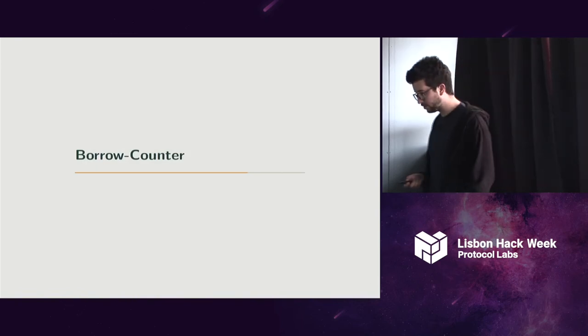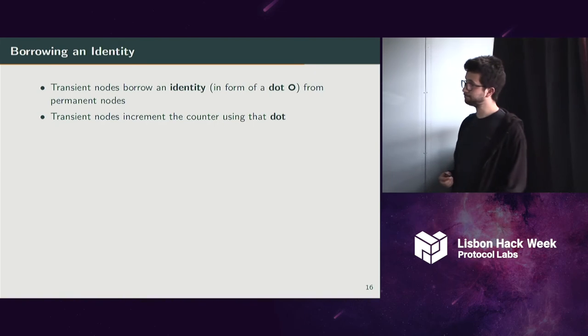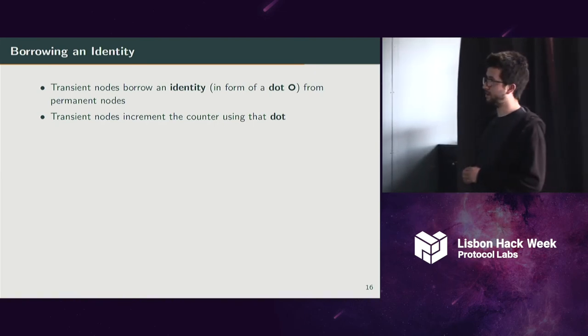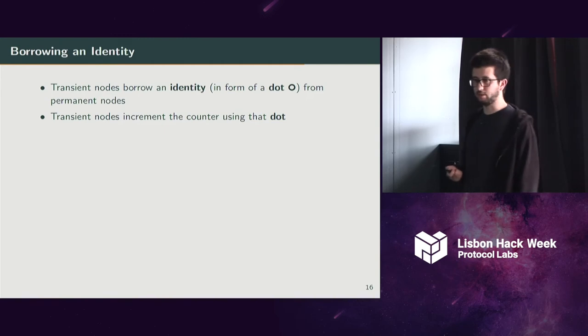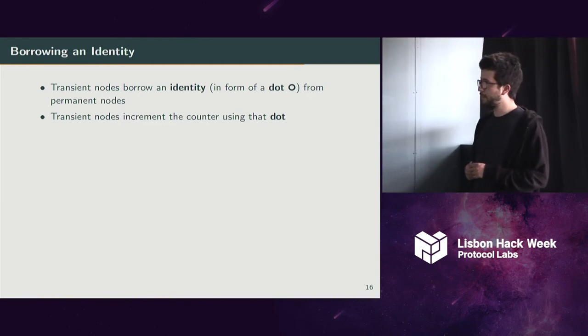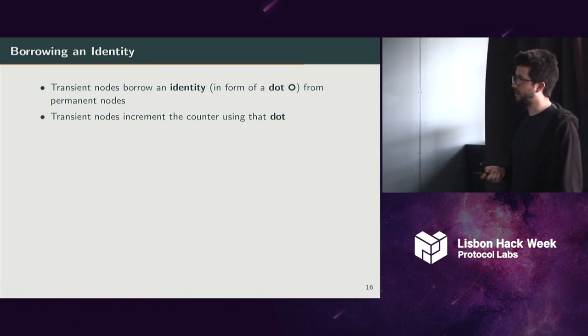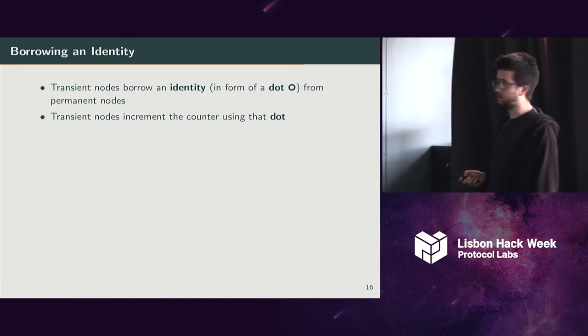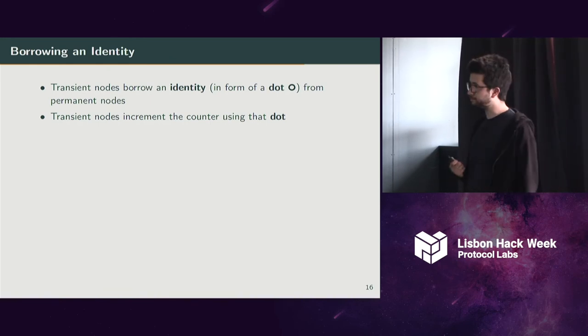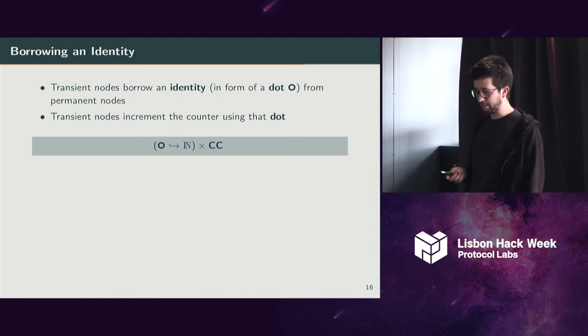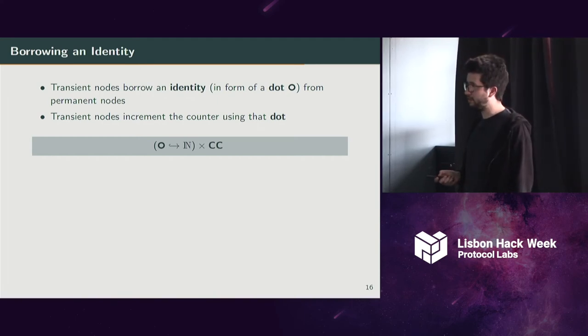So now we know enough to build this borrow counter. And again, the idea is that transient nodes will ask something from permanent nodes: the identity in the form of a dot. And the transient nodes will increment the counter using these dots. And you can maybe already imagine that since you're using these dots and we have the causal context, we can do this trick where we'll be able to forget that this transient node ever existed. So we'll build it from small steps, and in the end, we'll get the final design.